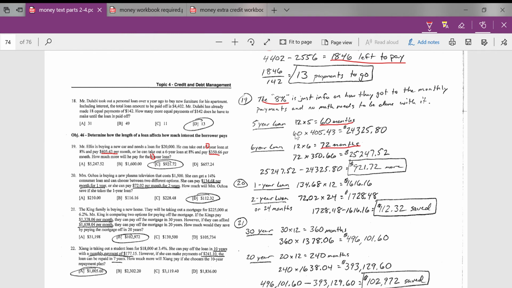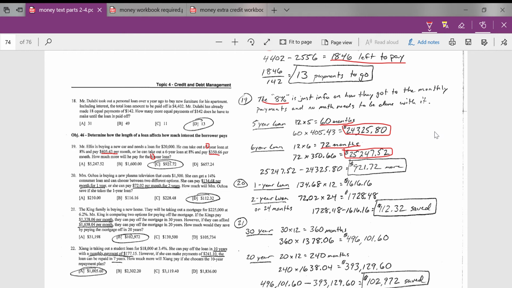So the 5-year loan has a $405.43 payment times 60. So here's the total amount you would end up having to pay if you did the 5-year loan. You can see they bought a car for $20,000. You'll end up paying over $4,000 in interest. The 6-year loan, 72 payments of $350.66. So 72 times that gives you a total cost of $25,247.52. So over $5,000 in interest.